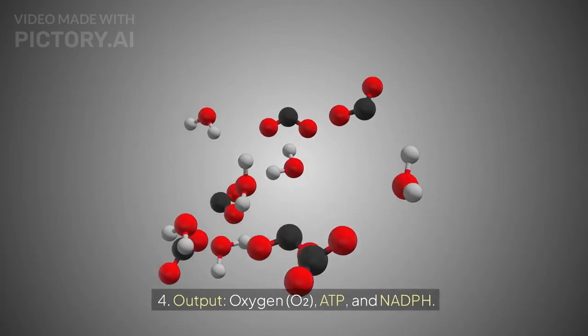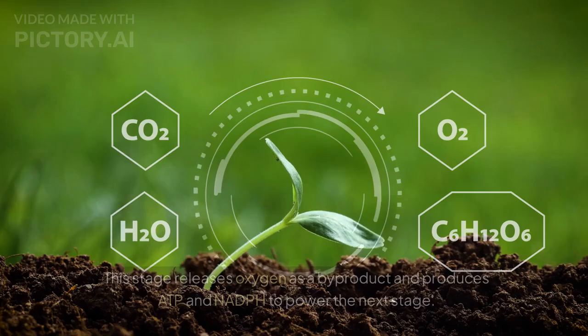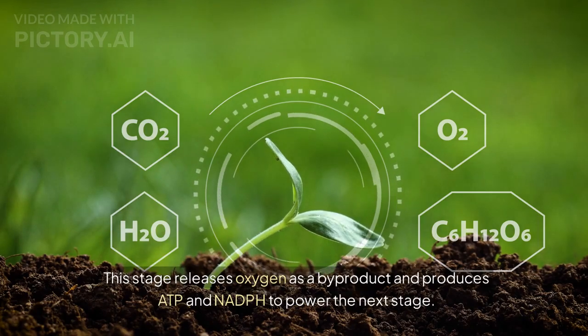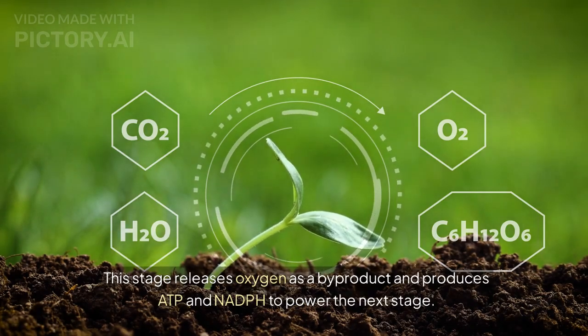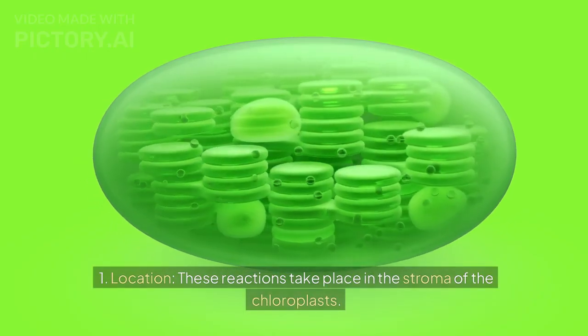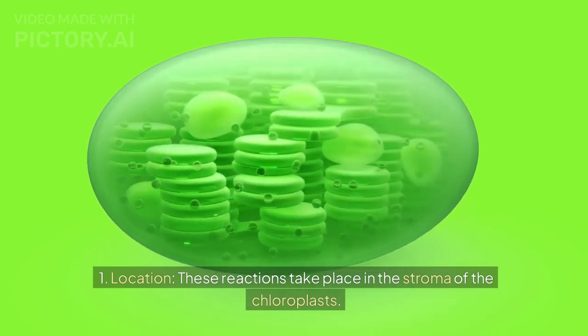4. Output, oxygen, O2, ATP, and NADPH. This stage releases oxygen as a byproduct and produces ATP and NADPH to power the next stage. 2. Calvin cycle, light-independent reactions. 1. Location. These reactions take place in the stroma of the chloroplasts.